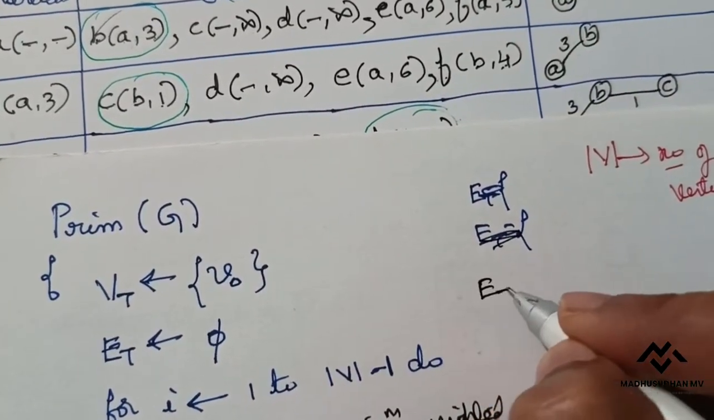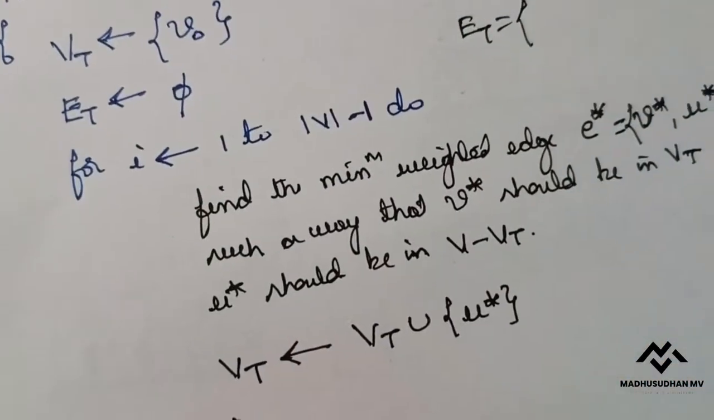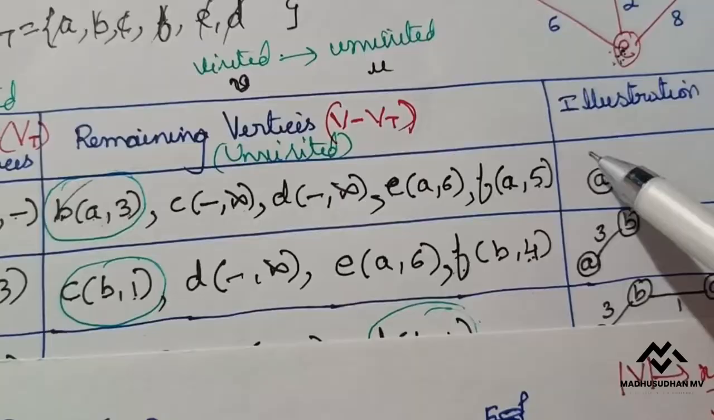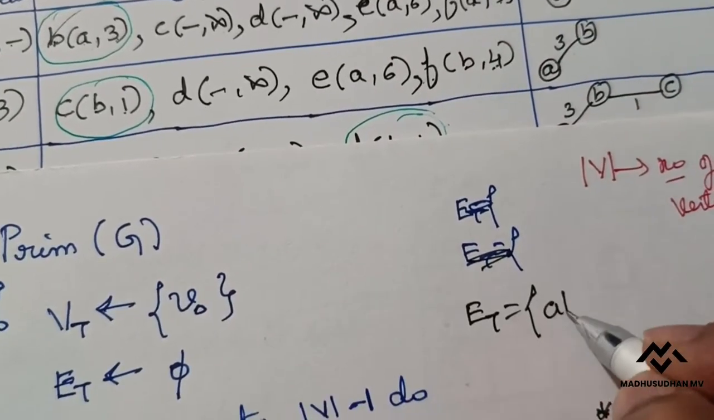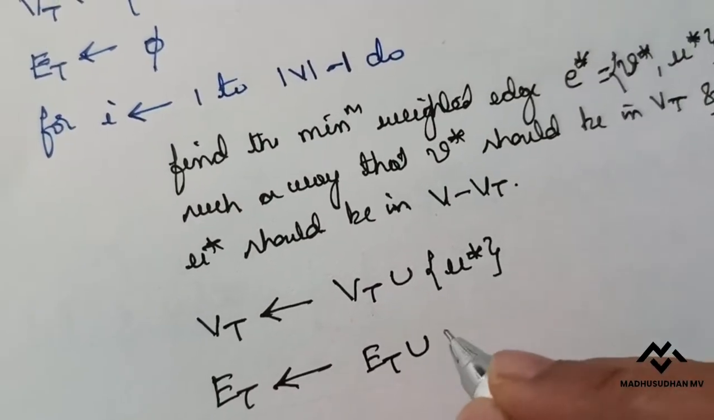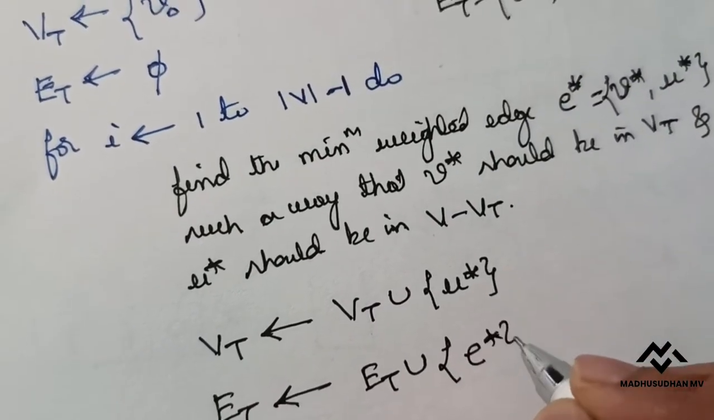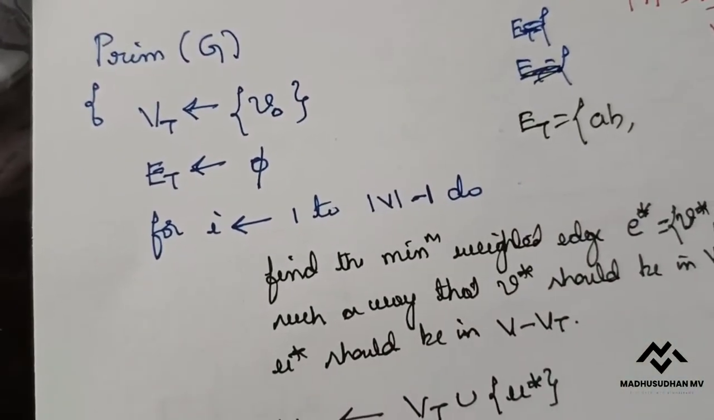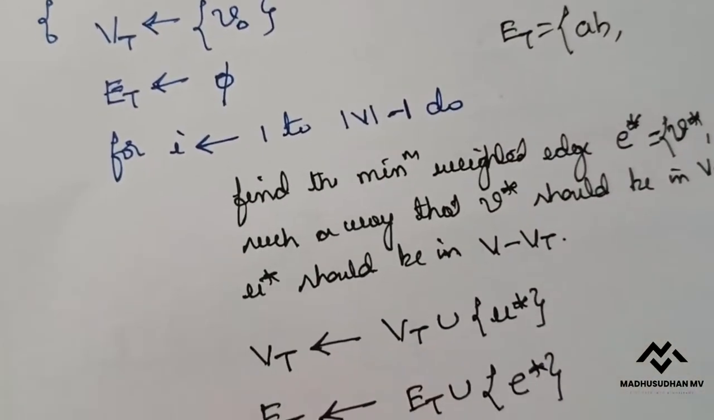ET earlier was initially null. Now one edge, which is that one edge A to B. So the A, B edge I included. So ET is equal to what? ET union which edge? E star. This is the edge we selected. Okay, so this is the algorithm for Prim's.